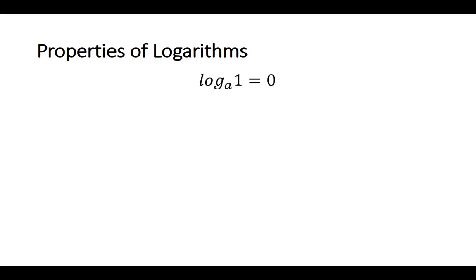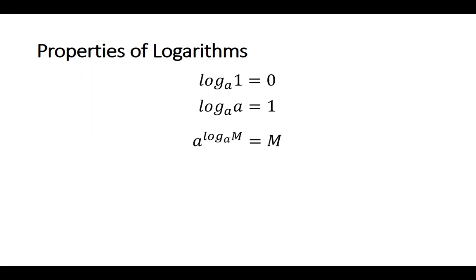So log base a of 1 is equal to 0. Remember, that's the equivalent of saying a to the 0 is equal to 1. Log base a of a is equal to 1. That's the same as saying a to the 1 is equal to a. A to the log base a of m is equal to m.